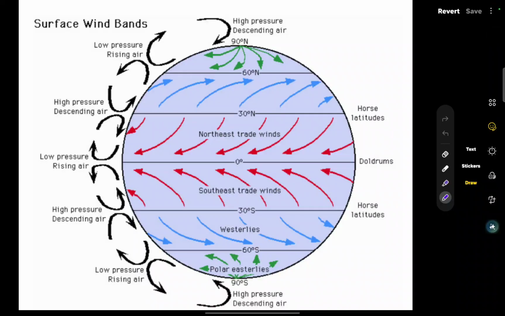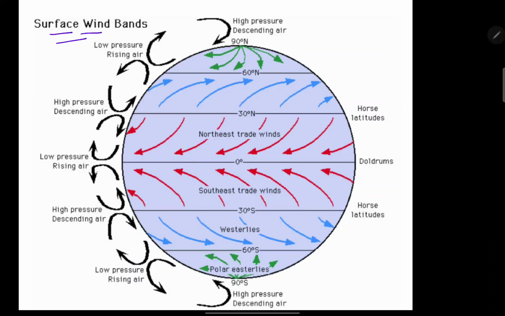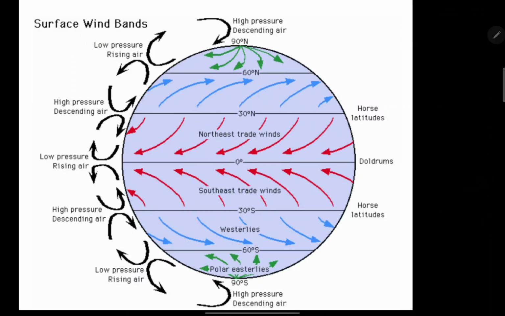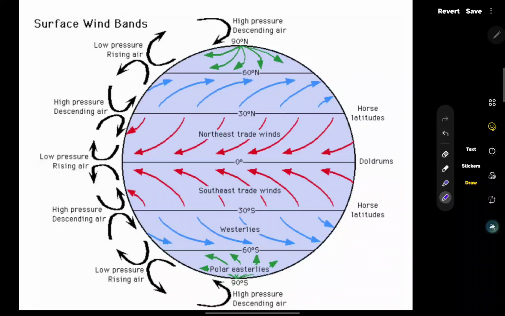Hello guys. So today we will be learning about all the major surface wind bands all around the world. These are important for your chief mate's and second mate's exams, and also when you're sailing, so that wherever you are in the world, you can come to know in which direction the major surface winds are blowing.